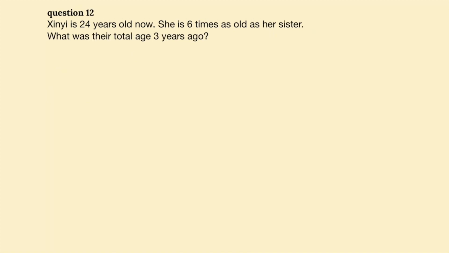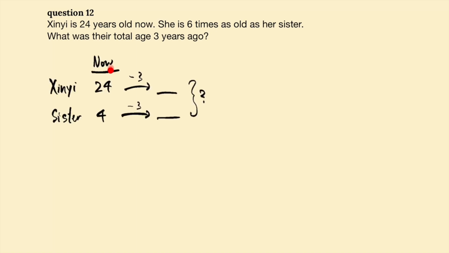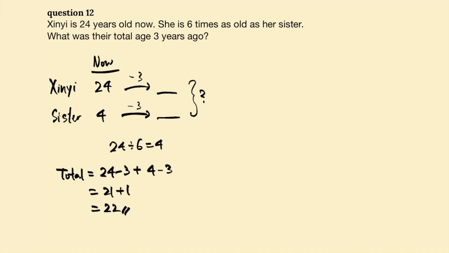Cindy is 24 years old now. She is 6 times as old as her sister. Well, we definitely can do something about that. What was that total age 3 years ago? Well, okay. So now 24. Well, how to find 6 times, right? You divide by 6. That's 4 years old, the sister. So 24 divided by 4 gives us 4. Total age 3 years ago, so minus 3, minus 3. Therefore, 24 minus 3 is 21. 4 minus 3 is 1. The total age was 22.